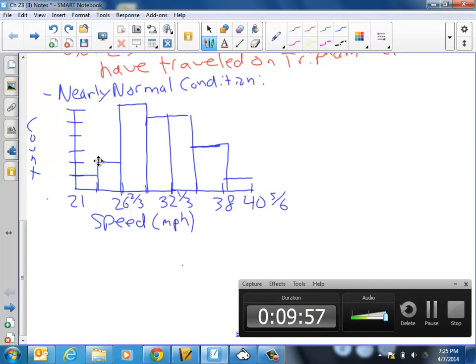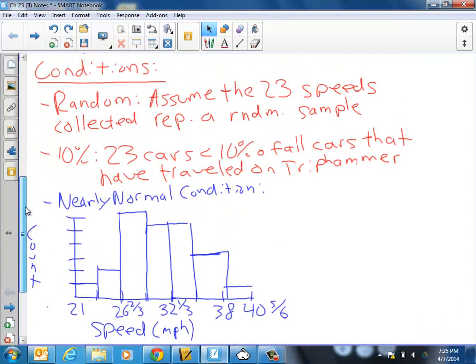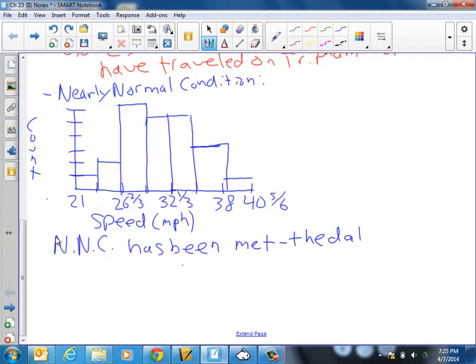So yeah, we have reproduced the histogram. That's something that you need to do when you're talking about the nearly normal condition. Don't just give me a verbal description from the calculator. Reproduce that. So we're going to say the nearly normal condition has been met. The data is unimodal and symmetric.